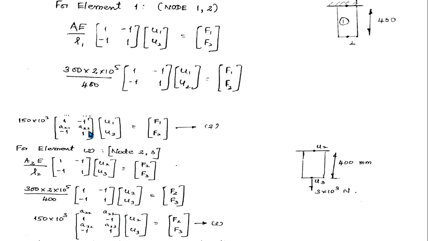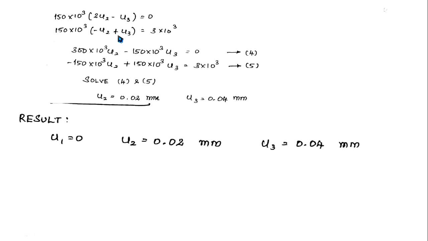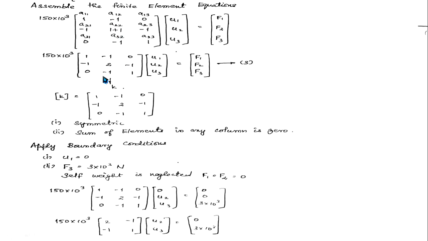You have an A22 here, we have an A22 here. When you combine this, you have to sum it: 1 plus 1. That's the only step here. So finally, this is your final matrix. Obviously, when you combine both U matrices, you will have U1, U2, U3, F1, F2, F3. So this is your stiffness matrix.